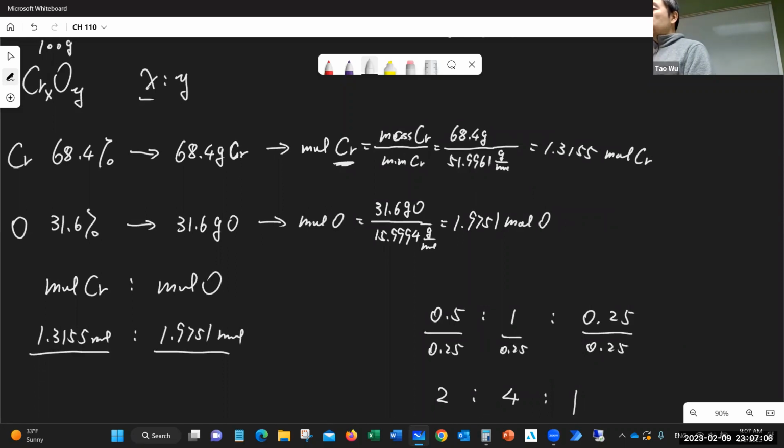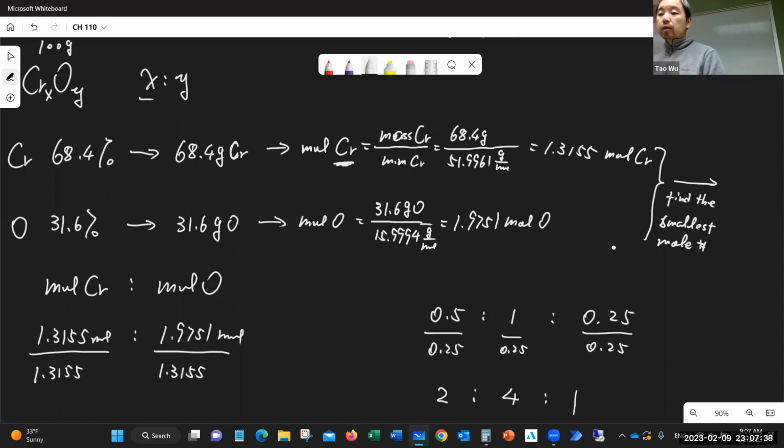So usually I'm doing this. You got those two numbers and then find the smallest mole number, and then you divide each number by it. So 1.3155 divided by 1.3155. This one also divided by 1.3155. And then this number is going to be 1, versus this number.